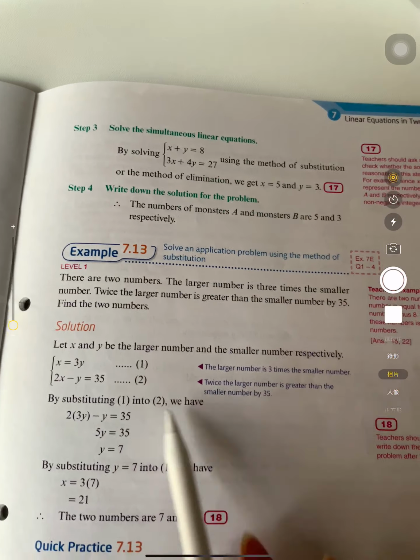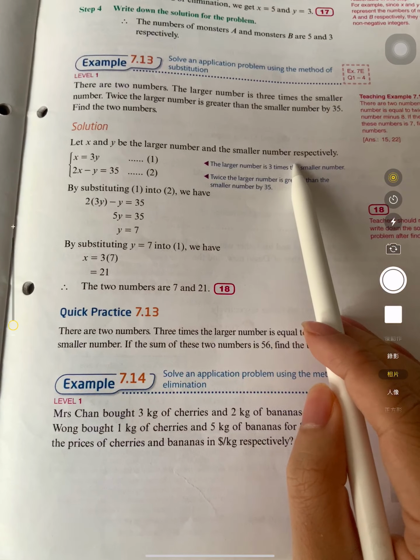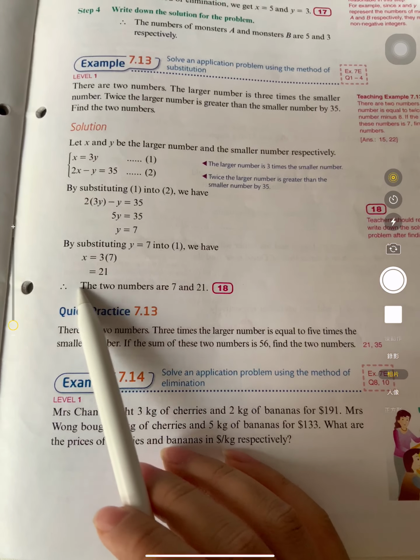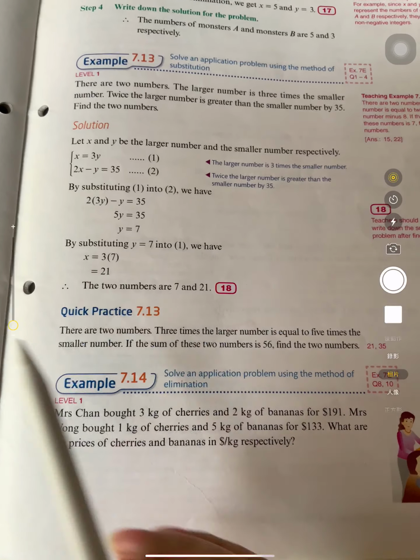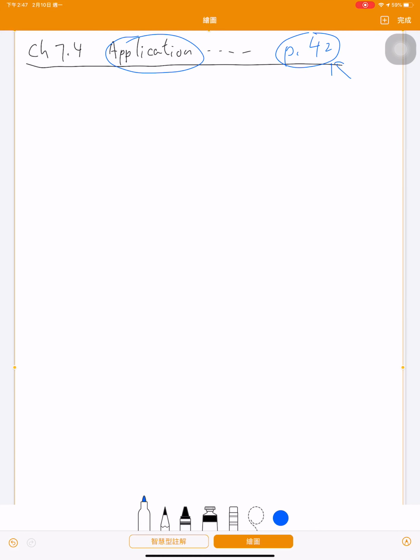Okay, so this is an example again. You can see, let x and y, then set up the equations, then solve, and then finally give the conclusion. Understand? So we are now going to talk about an example together. I will use exercise 7E directly. That is on page 46. I will talk about question 5.